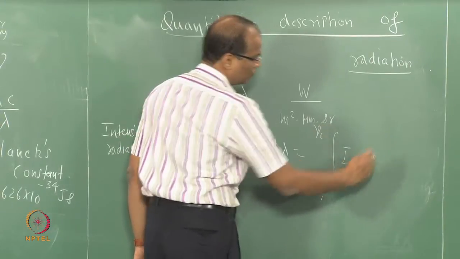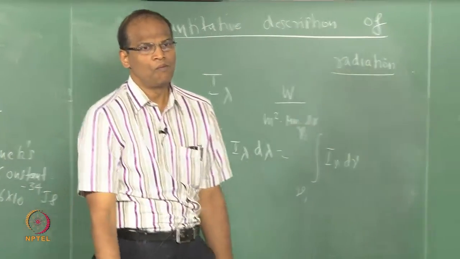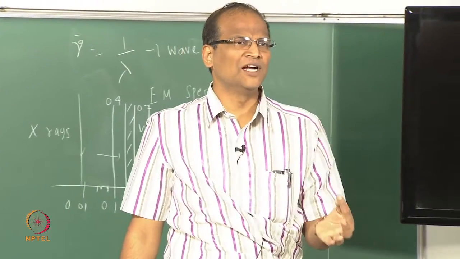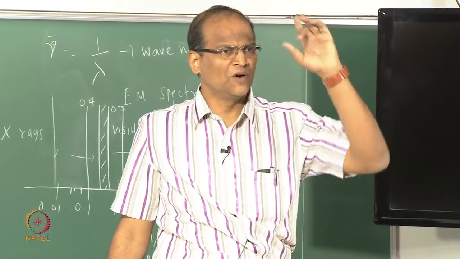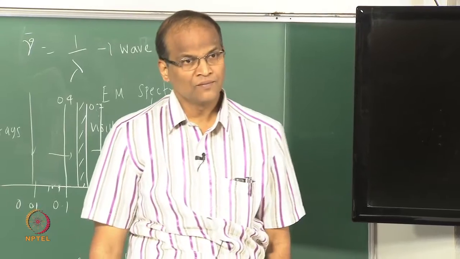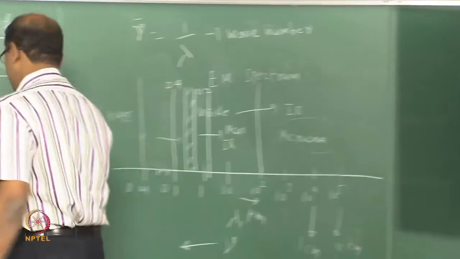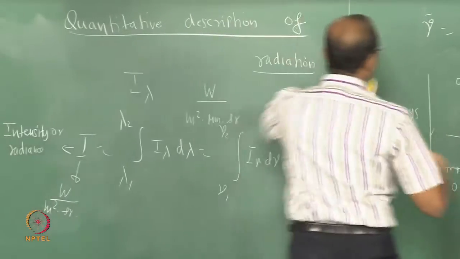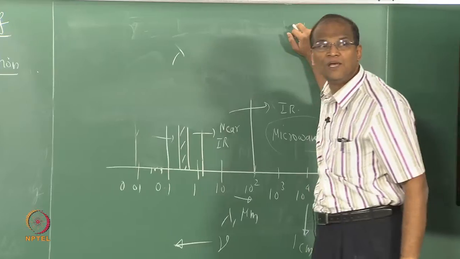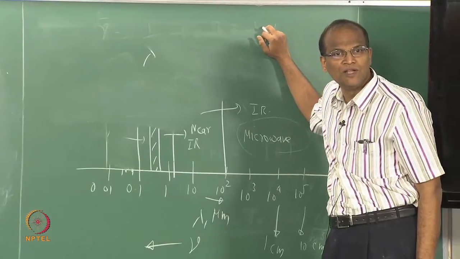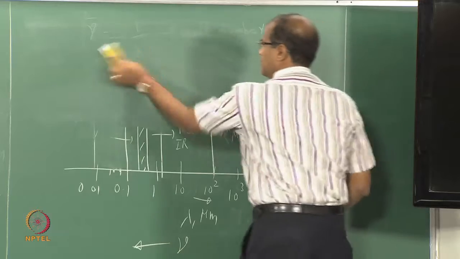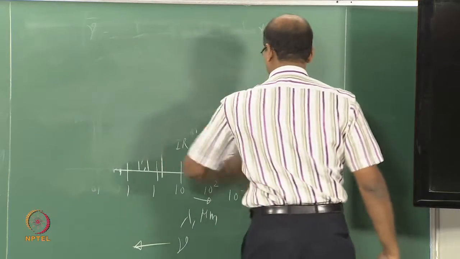Is also equal. It is the same energy contained between lambda 1 and lambda 2, the same energy contained between nu 1 and nu 2 corresponding frequencies, or you can do it on wave numbers. Now, physics people would like to work based on I nu, but engineers would like to work based on I lambda. So, what is the connection between these two?